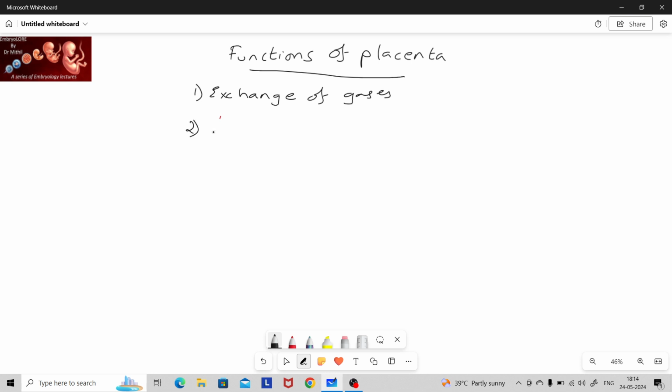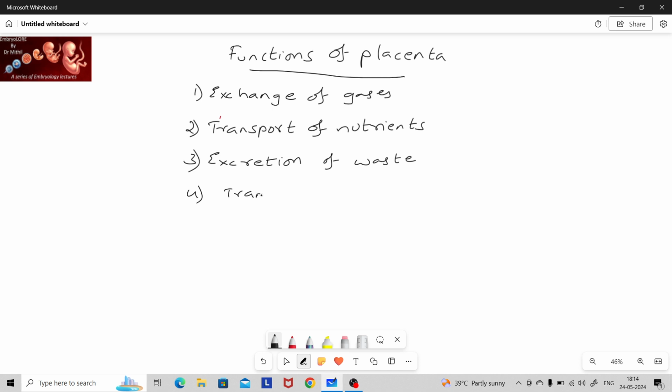And the next one is the transport of the nutrients, and then excretion of the waste products, and the next one is the transmission of the maternal antibodies. In the transmission of the antibodies, what we will be learning is that the maternal antibodies, that is the IgG, alpha globulins, and then the immunoglobulins can cross the placental barrier.